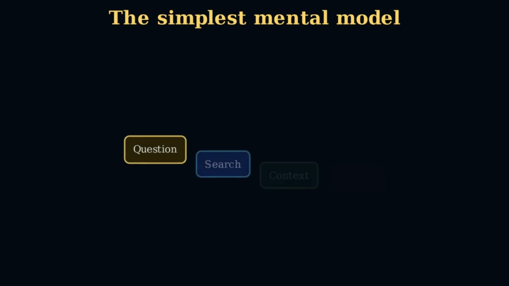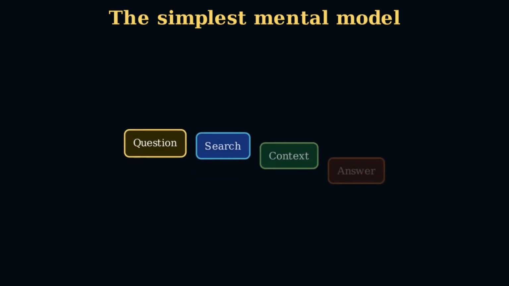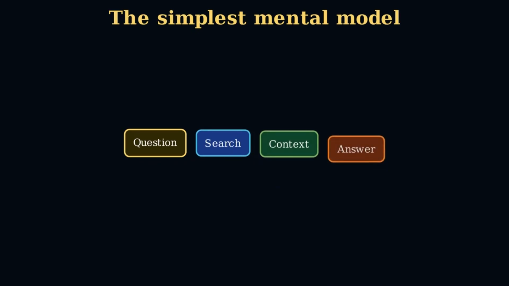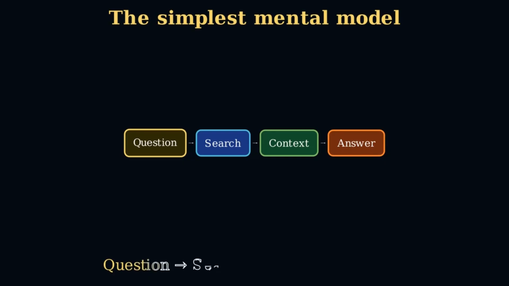So the simplest mental model of RAG is this. A user asks a question. The system retrieves relevant information. That information is added to the prompt. Then the LLM generates an answer. That is RAG. Not magic, not training the model again. Not uploading a PDF directly into the model's brain. Just a smart pipeline: question, search, context, answer.